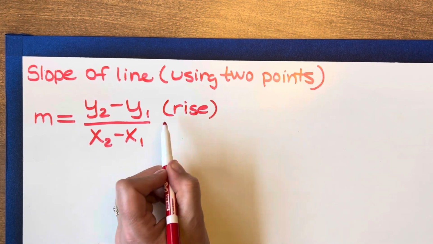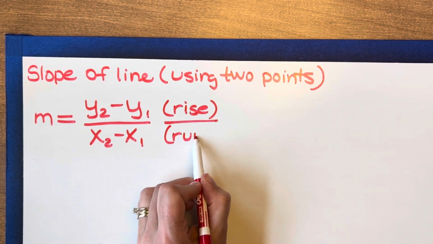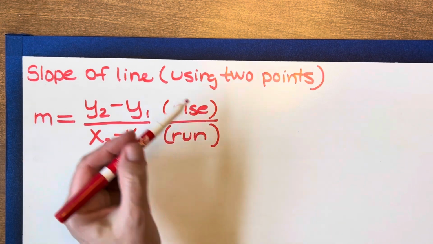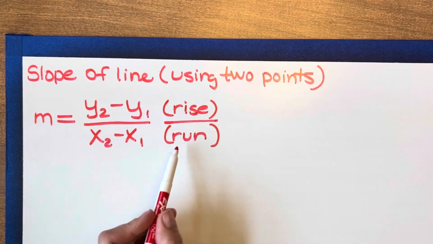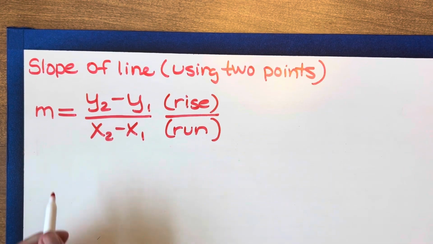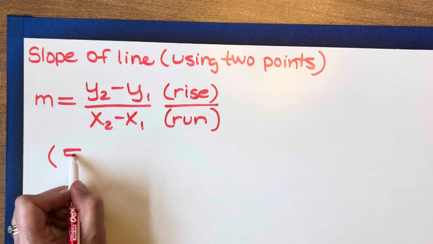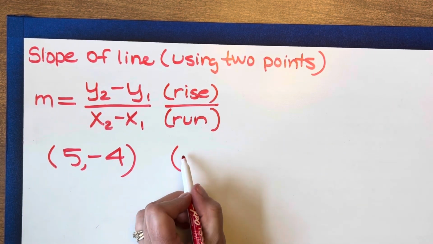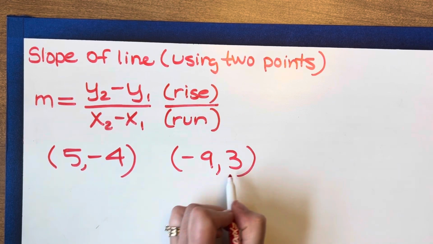And you might remember that sometimes it's also called the rise over the run, because the rise goes along with the y-axis and the run goes horizontally with the x-axis. So here are the 2 points we are going to use to find the slope of a line: (5, -4) and (-9, 3).